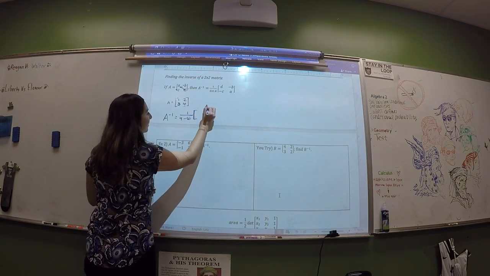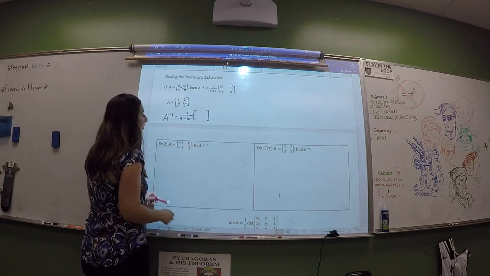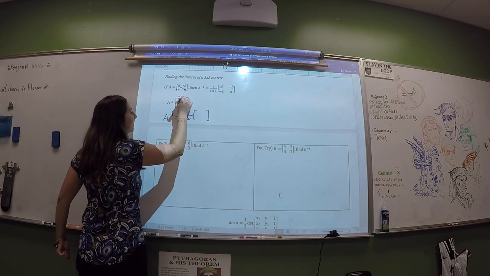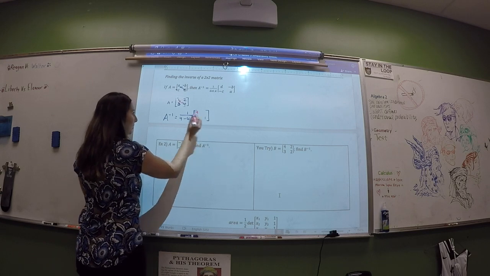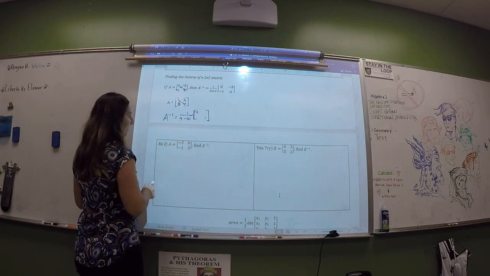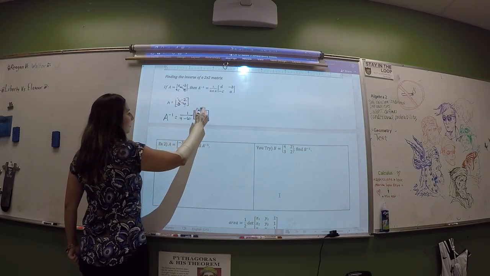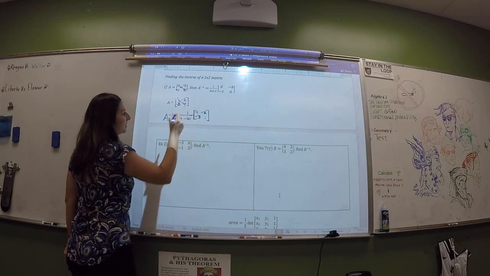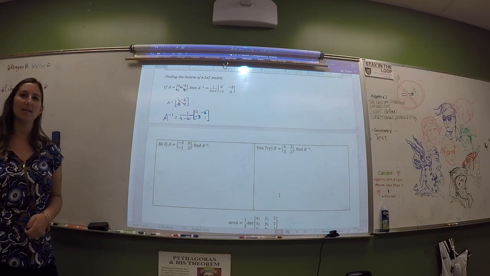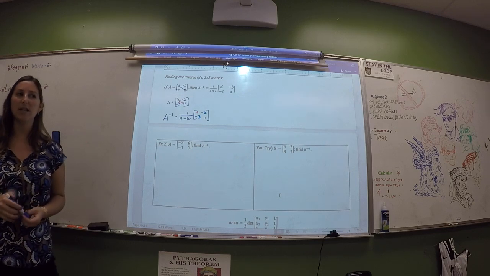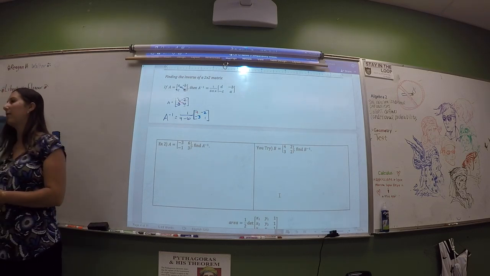Then these two are going to switch places. So 4 is going to go up here, 1 is going to go down here. And then -2 and 3, these two will switch signs. I want to emphasize the fact that they switch signs. So if it's negative, it's going to go positive, and if it's positive, then it goes negative.